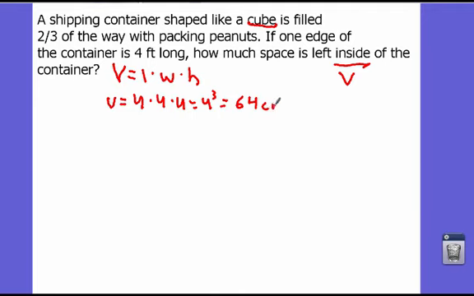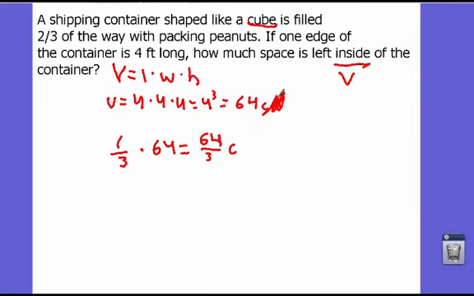centimeters cubed. Now that's the volume of the entire shape, but the question is saying it's filled 2/3 of the way, and we want to know how much space is left. Well, if we think we've got the whole thing minus 2/3 gives us 1/3 left. We know our volume is 64, so 1/3 times 64. We do that multiplication. Well, it doesn't work out to an integer. Our exact answer would be 64 over 3.